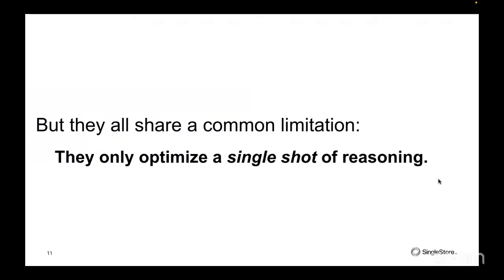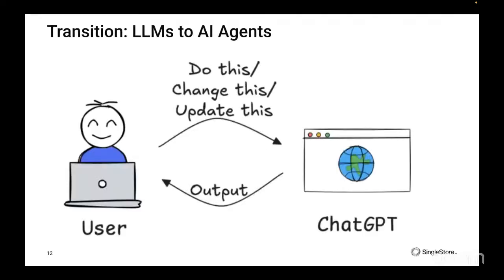But they all share a common limitation, right? All these techniques, what is that? They only optimize a single shot of reasoning. So they don't usually act autonomously. You need to go. Usually, this is what happens, right? When you talk to ChatGPT, hey, do this, change this, update that.